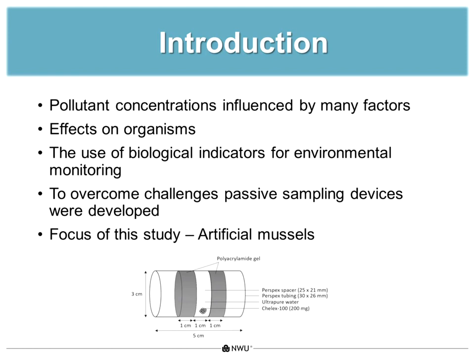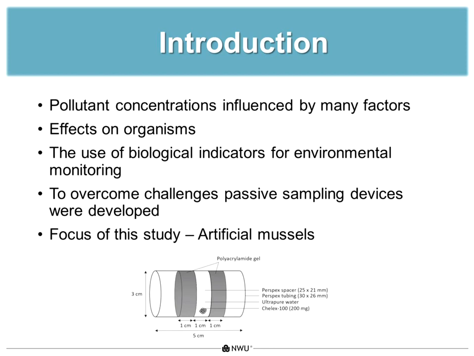regulate this exposure. Biological indicators are frequently used for environmental monitoring of metals, since they can give time-integrated results and they are an indication of the bioaccessible fraction of metals in the environment. However, the bioaccumulation in these organisms is affected by various factors such as body weight, growth rate, age, reproduction, and the list goes on. To overcome some of the challenges that bioindicators bring, passive sampling devices were developed and are still being developed. In this study, we focus on the artificial mussel.